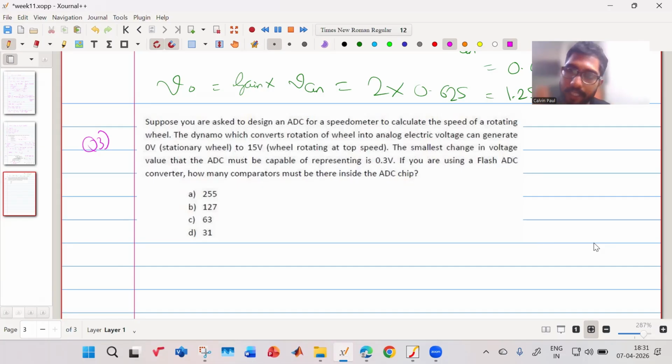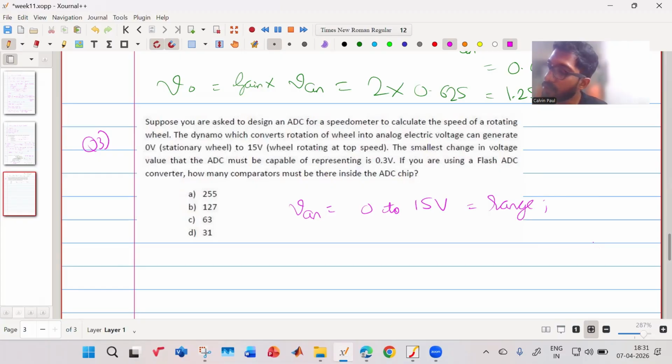Okay. So you have to design an ADC for a speedometer to calculate the speed of a rotating wheel. Now, the dynamo which converts rotation of wheel into analog electric voltage can generate 0 volt, means it's stationary, the wheel is not rotating, to 15 volt, wheel rotating at top speed. Okay, they have not told 0 to 300 RPM, all that they have not told. They have told that there is something rotating, and based on that, you have a dynamo which measures the speed. Okay, so the analog signal which is coming is between 0 to 15 volt. So that is the range.